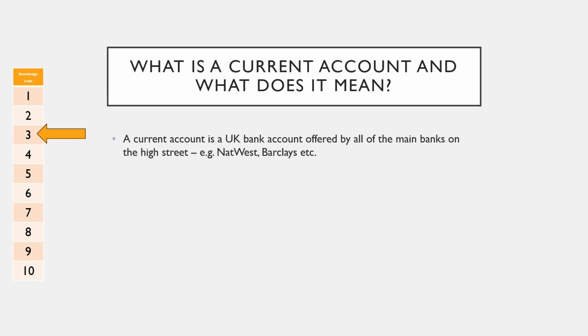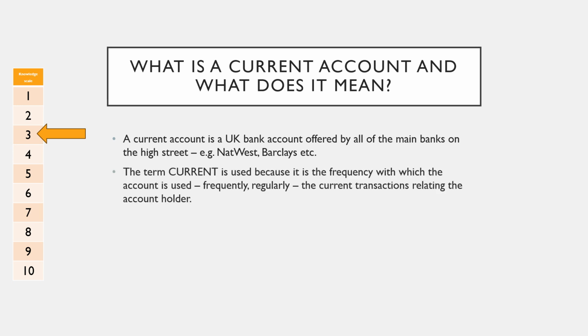So a UK current account is a bank account offered by all of the main banks on the high street. So for example, NatWest and Barclays and what have you. And to be able to open a current account, you can just walk into a branch and say that you'd like to open a current account with them. Obviously you'd need your ID and you'd need to make an application form. But that's the main way that you can open a UK current account. You can also open a current account online as well.